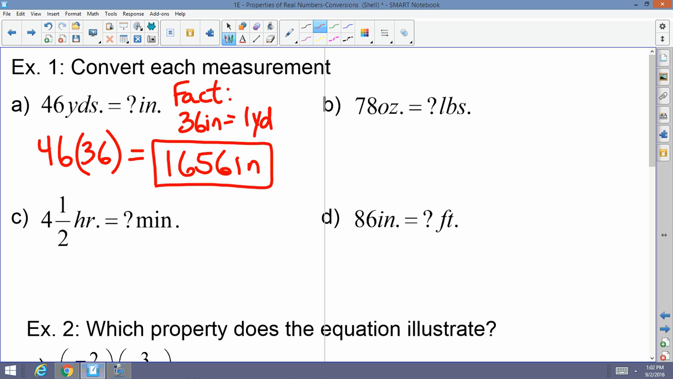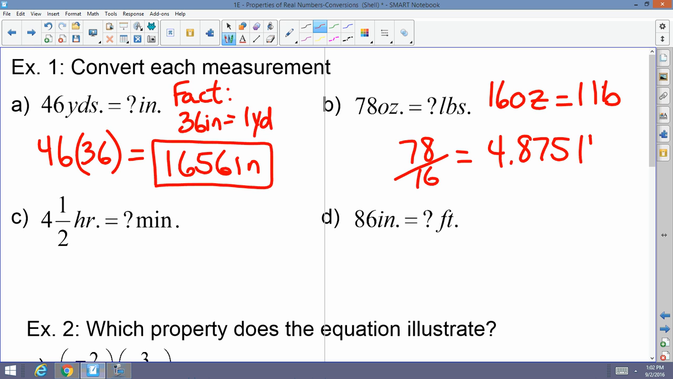B, 78 ounces to pounds. Well, remember the fact. There are 16 ounces in 1 pound. So clearly, pounds are larger than ounces. Ounces are smaller than pounds. So I'm going from small to large. So here I am going to divide because I'm going from small to large. So I have 78 ounces, which is my small, and I'm going to large. So I'm going to divide by 16, and that will give me 4.875 pounds. Okay? Because I'm going from small to large, so I divide.